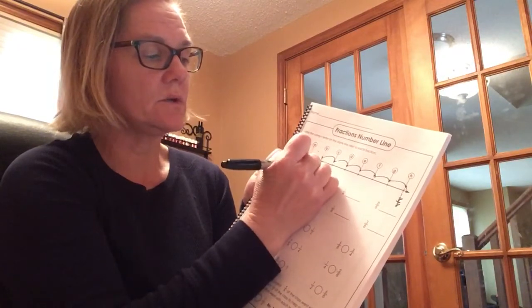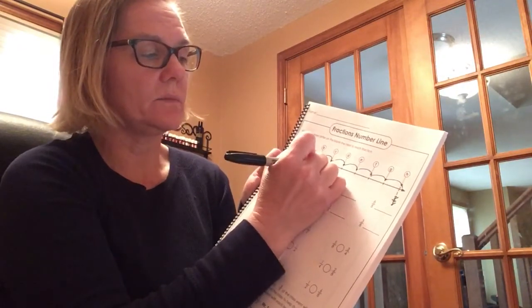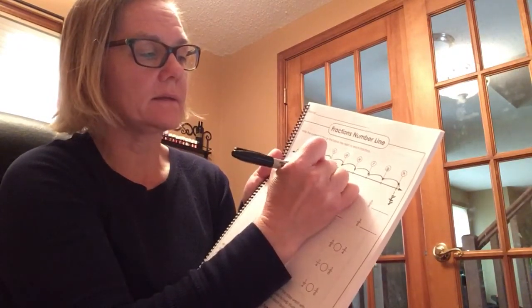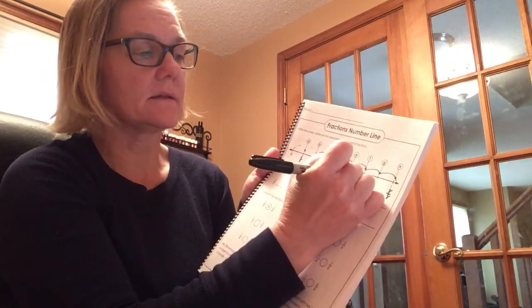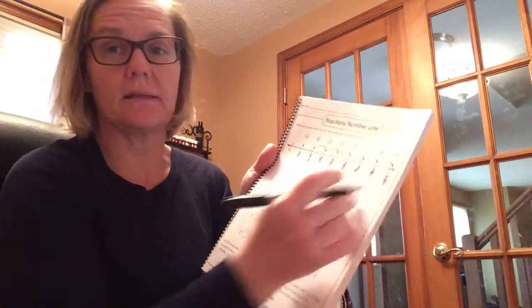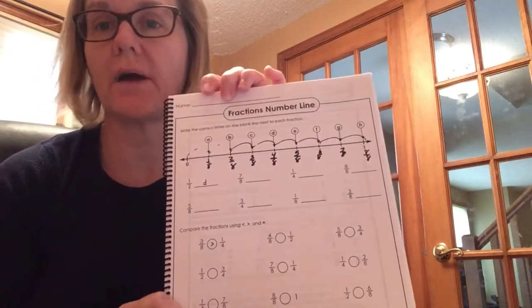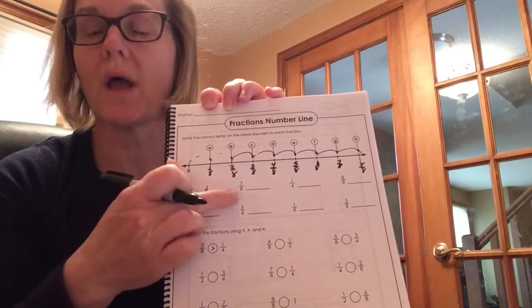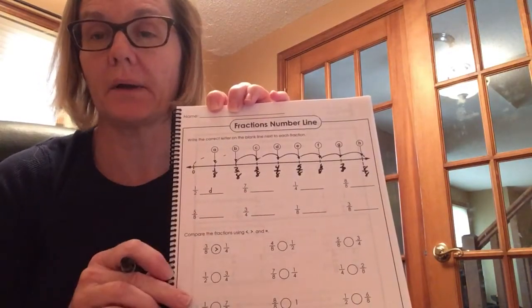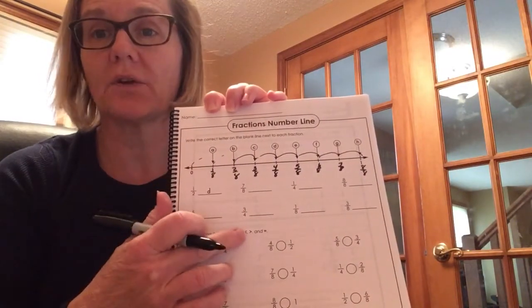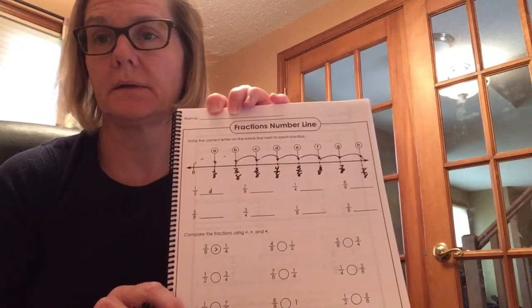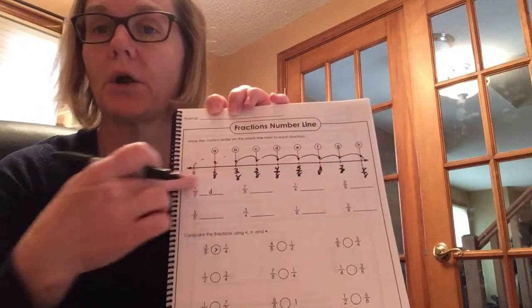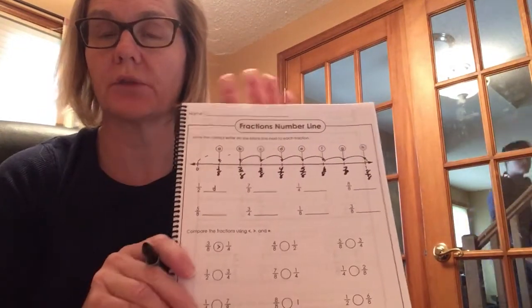B, this would be 2/8. C, this would be 3/8. 4/8. 5/8. 6/8. 7/8. That's how you're going to go down, and you're going to make sure that you're labeling everything. And then they're going to ask you what letter is being represented by that number. Here they say 3/4, but you want to know what is comparable on this number line to 3/4.